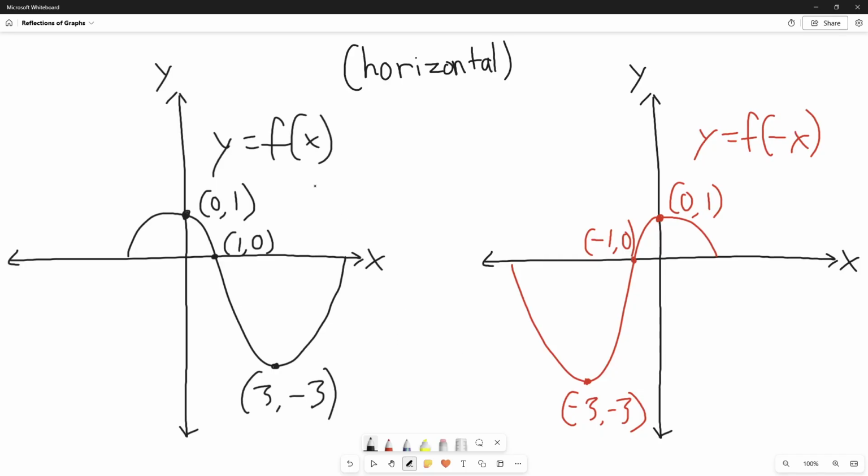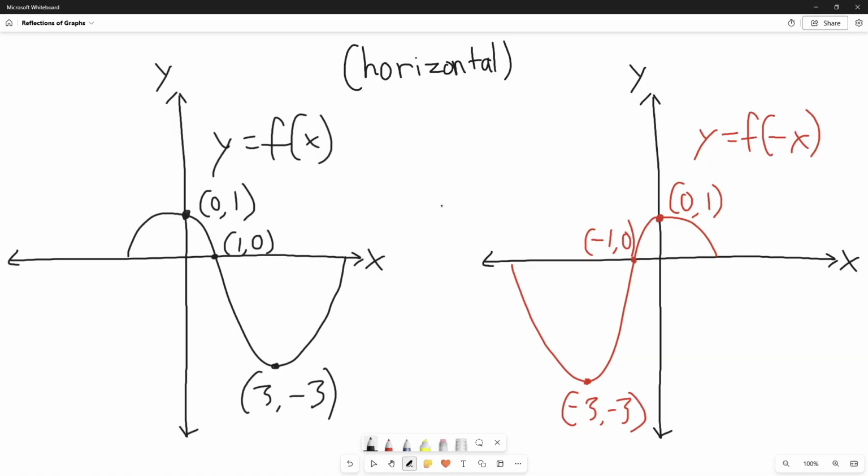So basically, if you have a point x comma y on this graph, then that point's going to turn into negative x comma y on the reflected graph. You can see that through all the points I've labeled: 3 comma negative 3 turns into negative 3 comma negative 3, 1 comma 0 turns into negative 1 comma 0, and 0 comma 1 turns into 0 comma 1, because points on the y-axis have an x value of 0, and they stay the same.